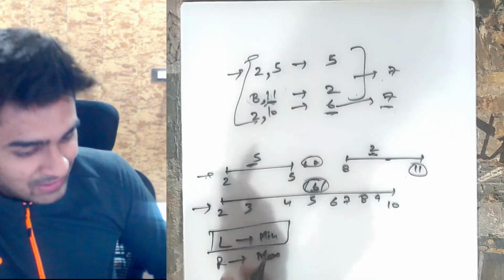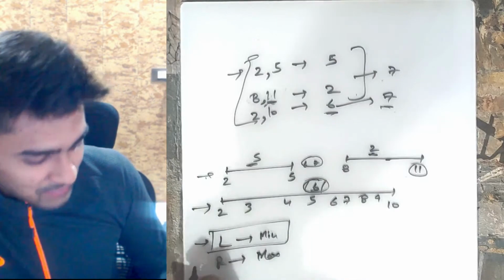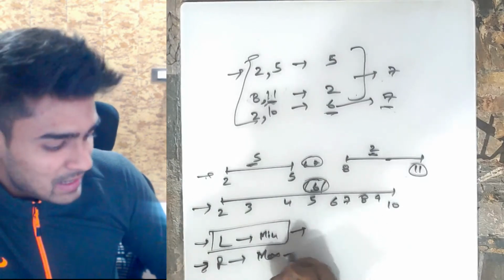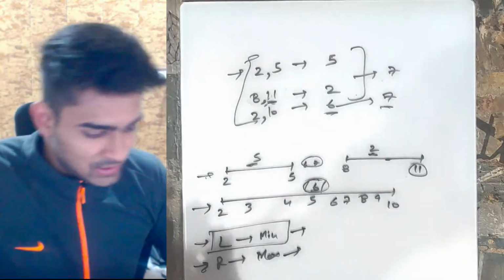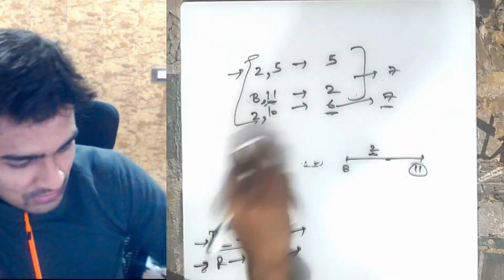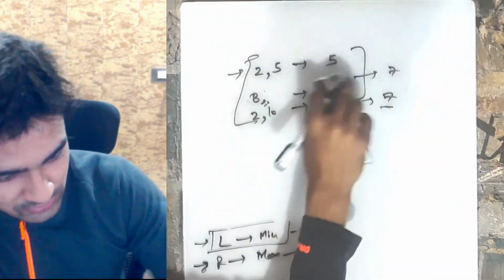So basically you need to find the interval with the least L and the maximum R, and then just add the cost. Now there is one edge case that you need to consider. Let's say, this one only.